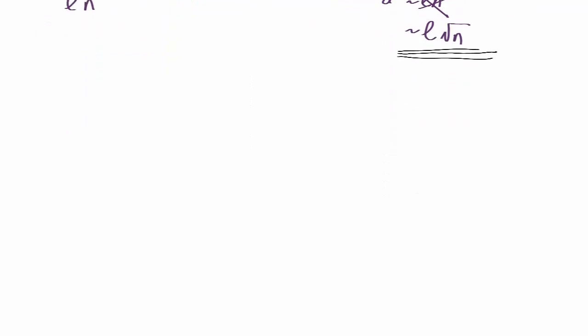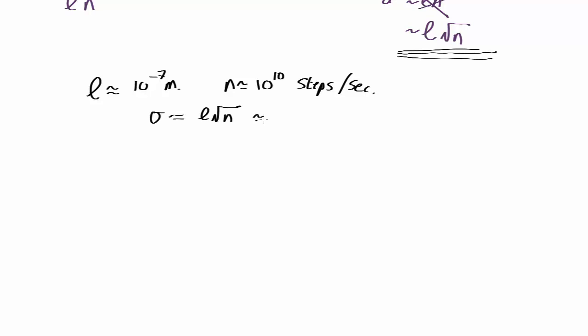So how far can molecules move? Now we saw that the mean free path of a molecule in air is about 10 to the minus 7 meters. Also we saw that each step was 10 to the minus 10 of a second, so n is around 10 to the 10 steps per second. So in 1 second it'll go a distance sigma roughly equal to L root n. It's approximately 10 to the minus 7 times root 10 to the 10, which is 1 centimeter, 10 to the minus 2 meters. So it diffuses a centimetre in a second. That doesn't sound too bad.